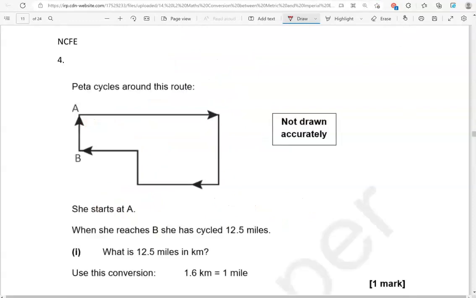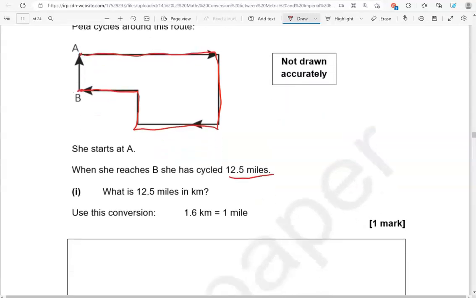centimeters. Peter cycles around this route. She starts at A. When she reaches B, she has cycled 12.5 miles. So this route up to this point is equal to 12.5 miles. What is 12.5 miles in kilometers? Use this conversion. 1.6 kilometers is equal to 1 mile.